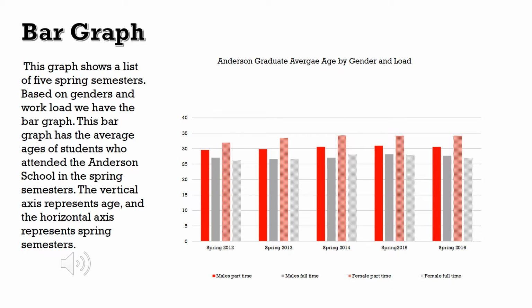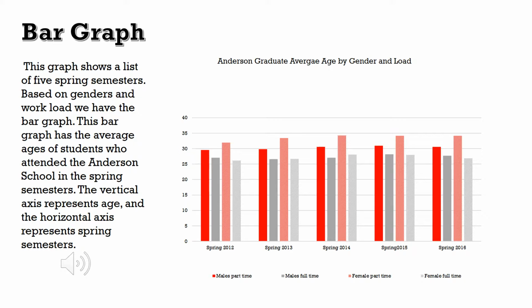Hi, my name is Johnny Mejia. For our group project, I created the bar graph. Like tables, bar graphs can communicate numerical values, but they are better at showing the relative values of two or more items. I got this quote from the book. It was describing the importance of bar graphs. From the data that was given, we created Anderson graduate average, age by gender, and load. That is also the title of my bar graph.